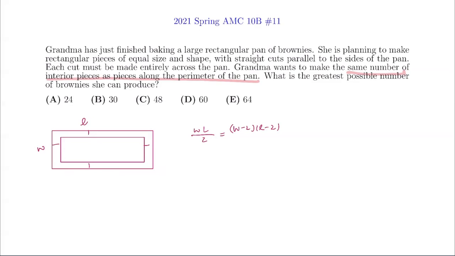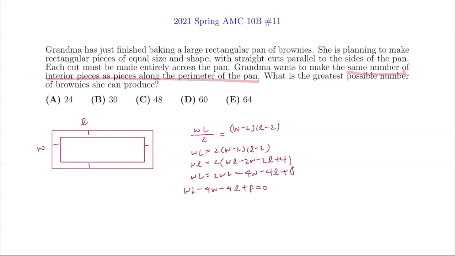So let's do some solving. We realize that W times L is equal to 2 times (W minus 2) times (L minus 2). And we know that WL is equal to 2 times (WL minus 2W minus 2L plus 4). So that leaves us with WL equals 2WL minus 4W minus 4L plus 8. Moving everything to one side, we have WL minus 4W minus 4L plus 8 equals 0.